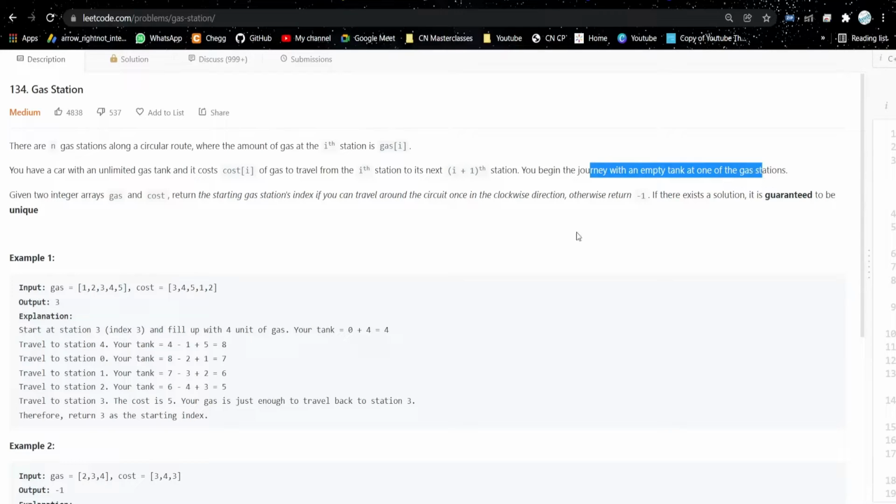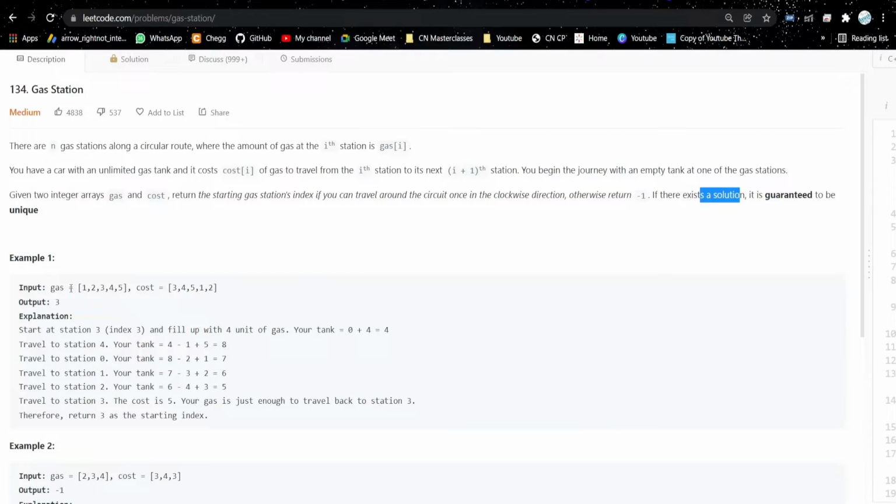You begin the journey with an empty tank. Given two arrays, return the starting gas station index from where you can travel around the circuit once in the clockwise direction. If you cannot travel, you have to return -1. It is guaranteed that if a solution exists, there will be only a unique solution. That means there will be only one path.